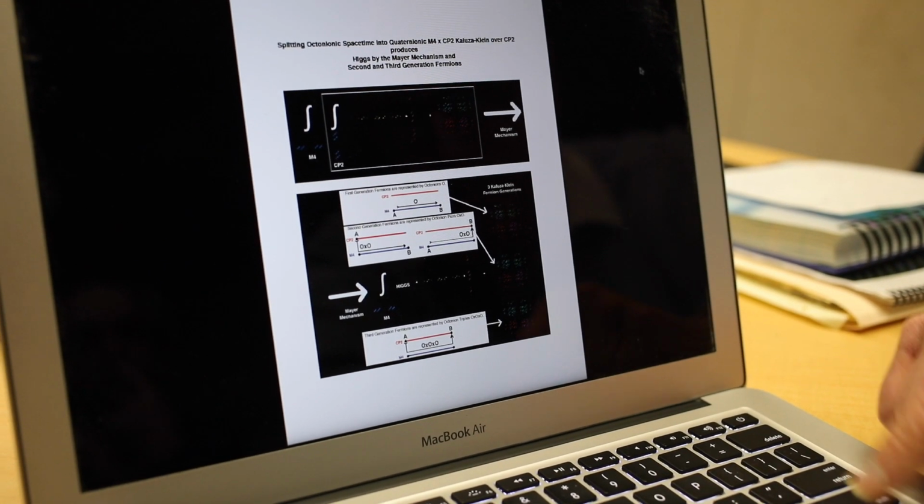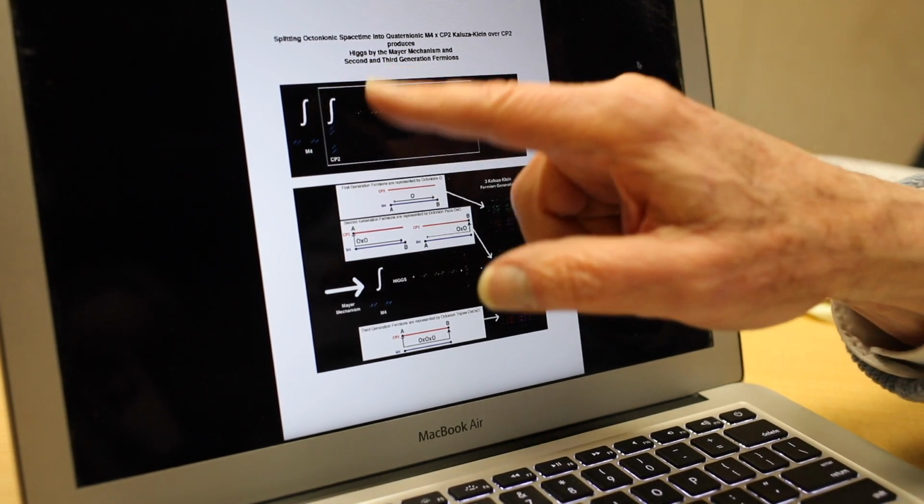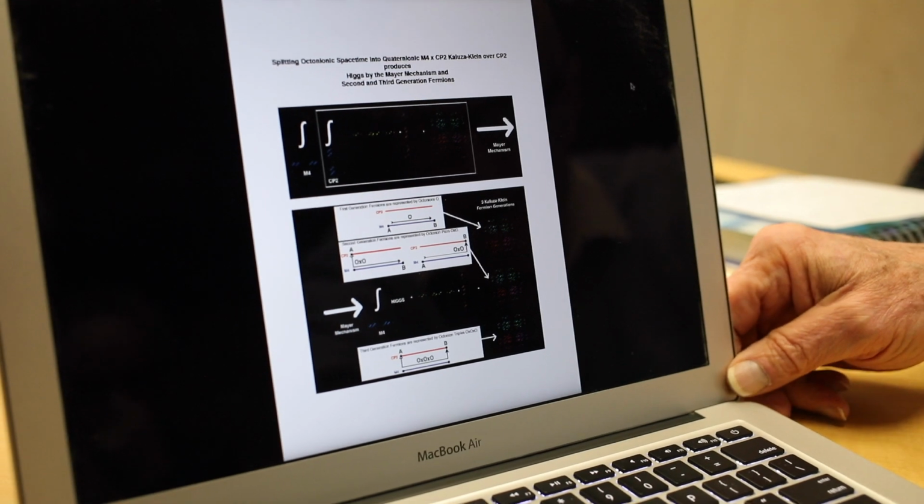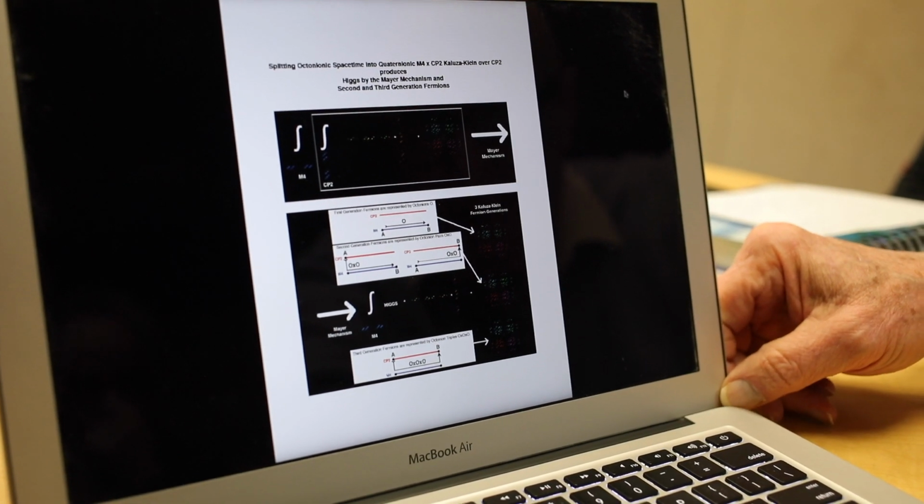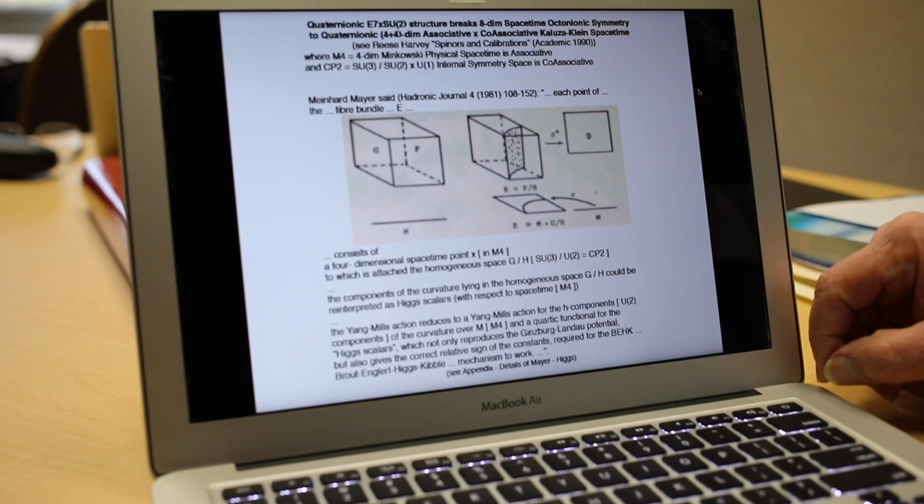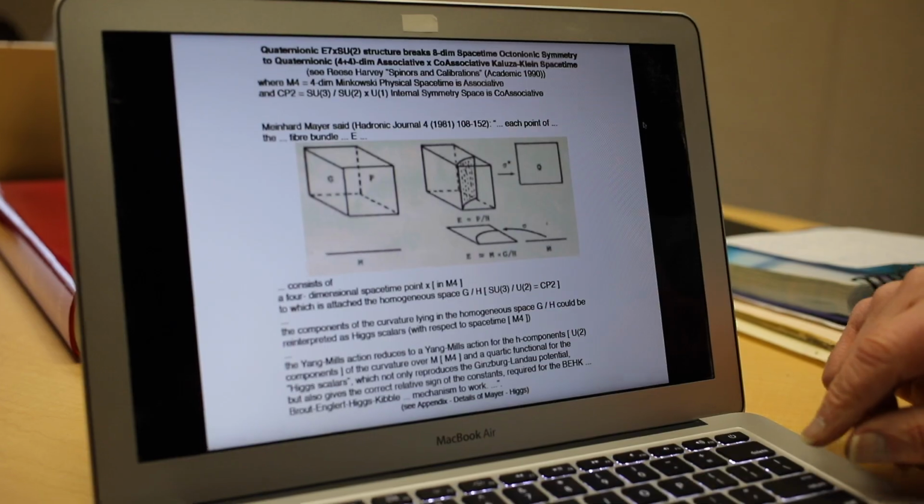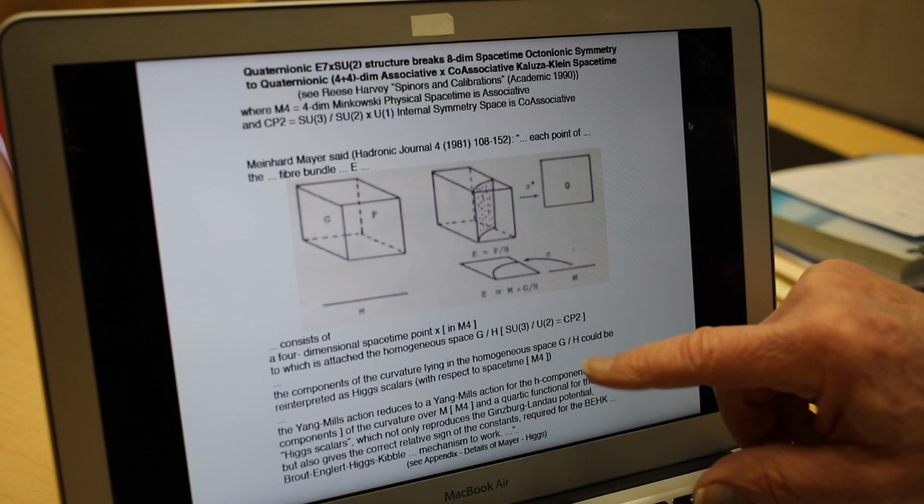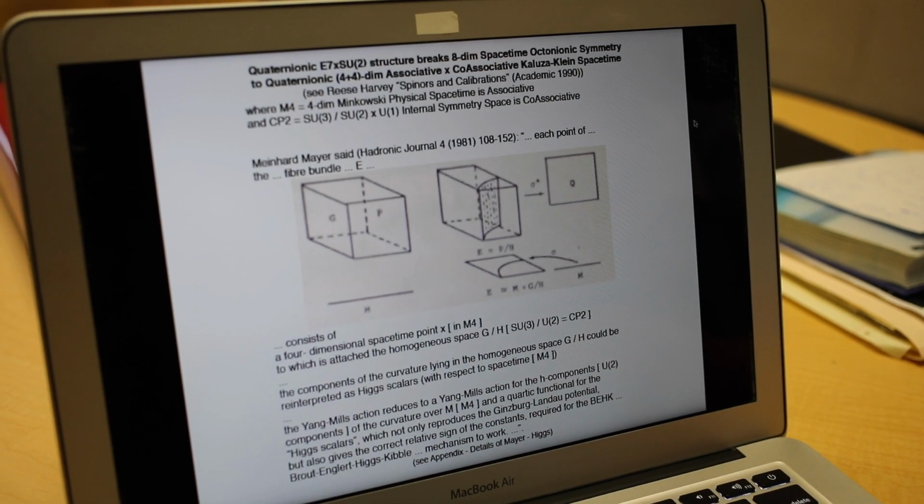Then we were talking about integrating out the CP2, which gives you the Higgs mechanism that Meinhard Mayer and Andre Trautman and others did a long time ago. And that was done basically like this. This is a quote from Mayer's paper showing how when you break from a total symmetry of a whole volume like that down to just part of it, you wind up with the Higgs left over.